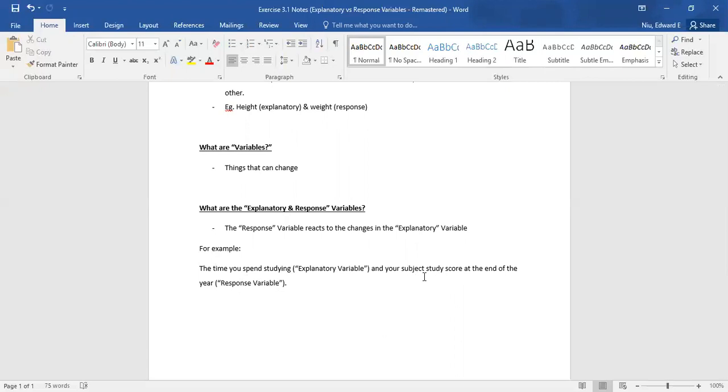So if we were to phrase this the other way, is your study score going to change the time you spend studying? No. Once you have your study score, that's done. You can't change the time you're studying. It doesn't make any sense. So the amount of time you spend studying will directly affect your subject's study score at the end of the year. So that's why the study score is responding to the time you put in. I'm hoping that makes a little more sense.